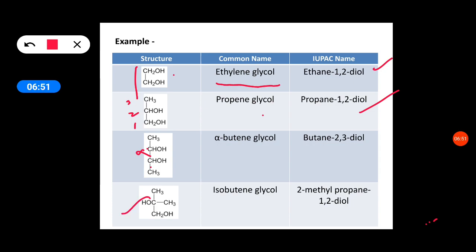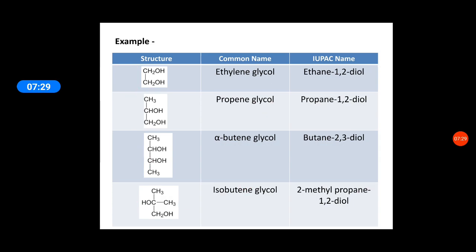In this, 4 carbons are there, but they are not in a straight chain, it is branched, therefore isobutylene glycol. But in the IUPAC name, only 3 carbons are in the straight chain, therefore it becomes propane. On the first carbon and second carbon, OH groups are present, therefore it is 1,2-diol. And on the second carbon, a methyl group is present, therefore it is 2-methylpropane-1,2-diol.